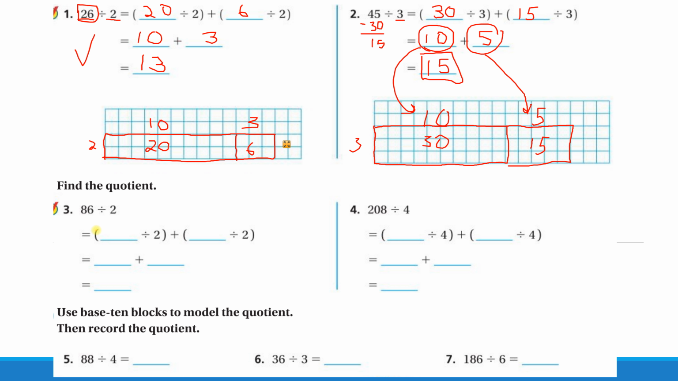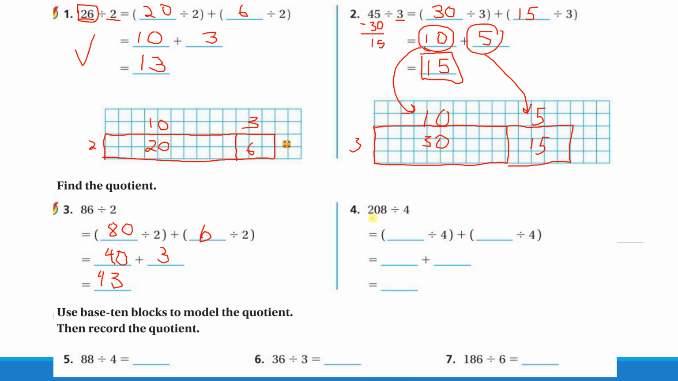So again, there's a lot of different ways I can break this up. But I'm going to break it up into 80 and 6, because again, I notice if I get a 0 here, I can use place value. 80 is the same thing as 8 tens, so 8 tens divided by 2 is going to be 4 tens, or 40. And then over here, another problem just like I had before, 6 divided by 2, still 3. So my final answer is going to be 43.